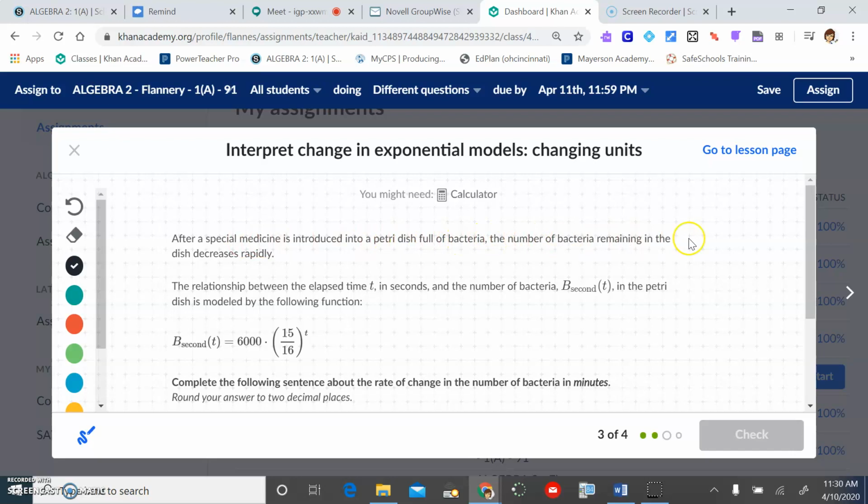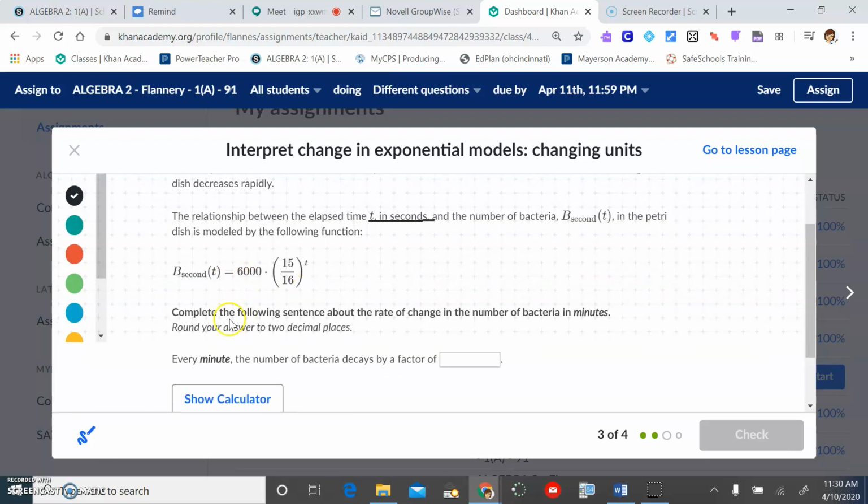Medicine, petri dish, bacteria, t in seconds, equation. Now they want minutes. Okay, so last time when we were doing seconds and minutes, we started with minutes and we were trying to get down to something smaller. So we have to think of it this way now. So we got this 15 over 16. And now we're thinking how many seconds are in a minute? Well, there's 60, but this time we need 60 of this time in seconds to equal 1 minute.